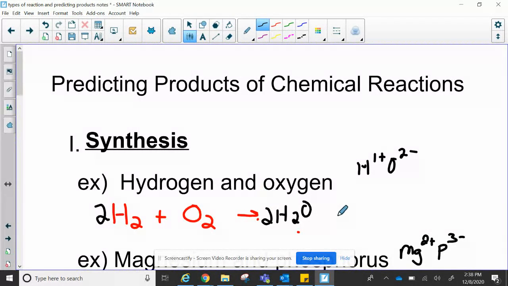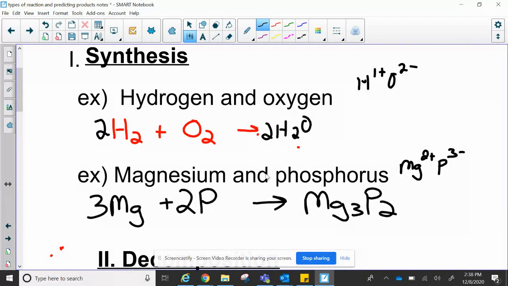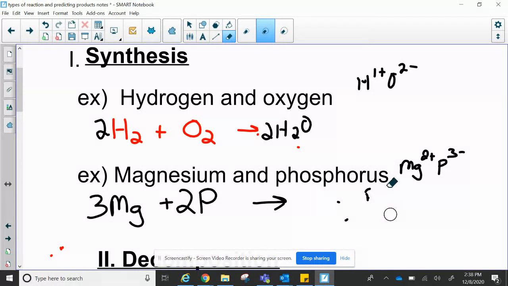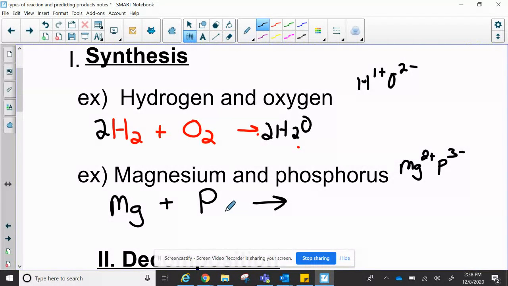Another example of a synthesis reaction would be magnesium and phosphorus. Well, let me erase so I can kind of go through this with you guys. All right, so we started with magnesium. Magnesium is not diatomic, so when it's alone, it is truly alone. It doesn't get a 2. And phosphorus is also not a diatomic, so we start with Mg and P. So we have two different elements. We're going to go through a synthesis reaction and be put together.